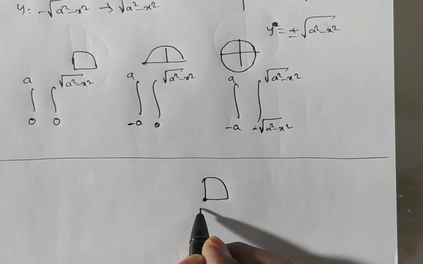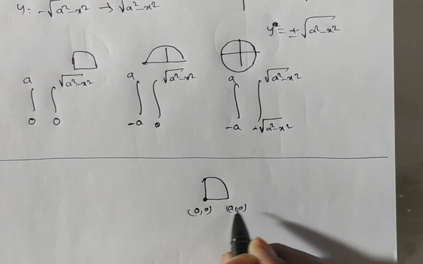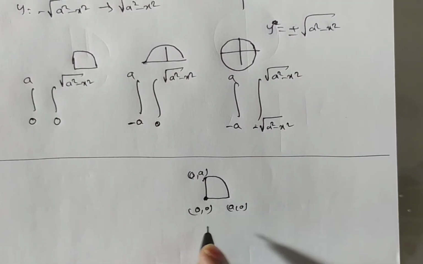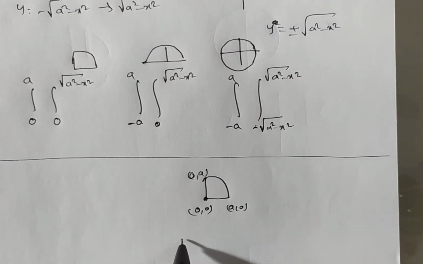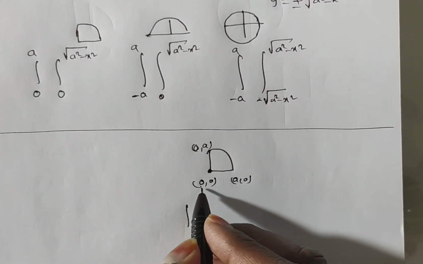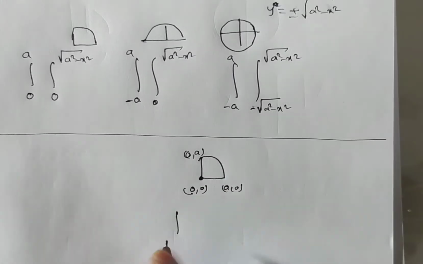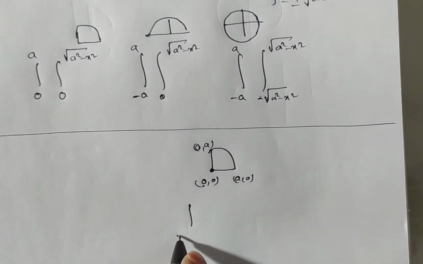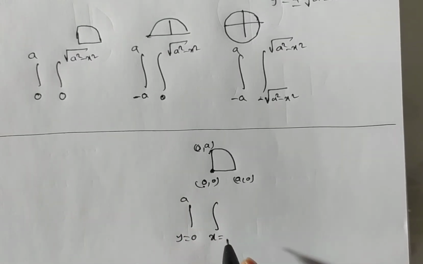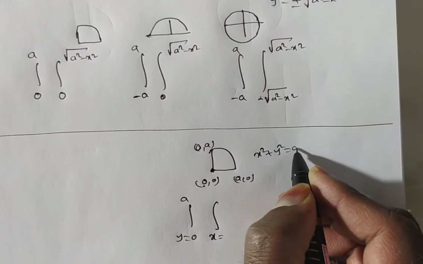First of all, I am writing the limits here: 0 comma 0, a comma 0, and 0 comma a. This is the first quadrant. For this, can you guess what the y limits are? With y independent, x is 0 here and also 0 here, so y is moving from 0 to a. So y is equal to 0 to a, and the x limits you want: from where to where is x moving? This is a circle, x square plus y square is equal to a square.